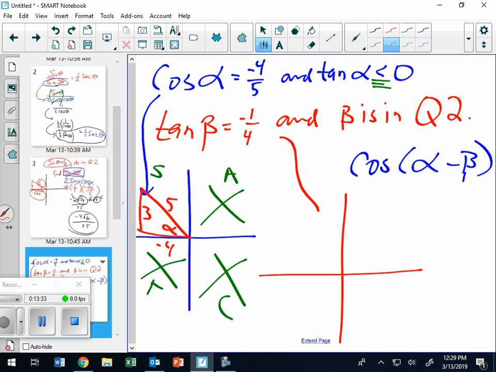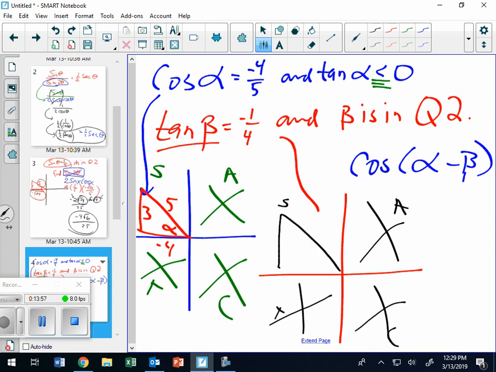Now I'm going to go and do this one for beta. I'm going to do that over here. And tangent is negative. All students take calc. If tangent's negative, it can't be here and it can't be there. And now I'm left with sine, the S and the C quadrants, second quadrant, fourth quadrant. So beta is in, it says it's in quadrant 2. Well, and I could have just gone right here in the first place.